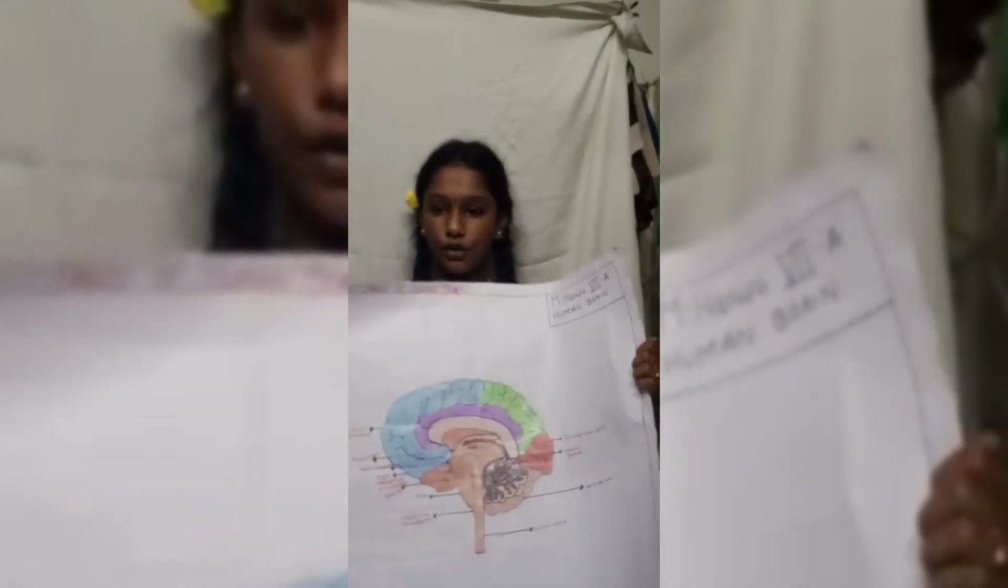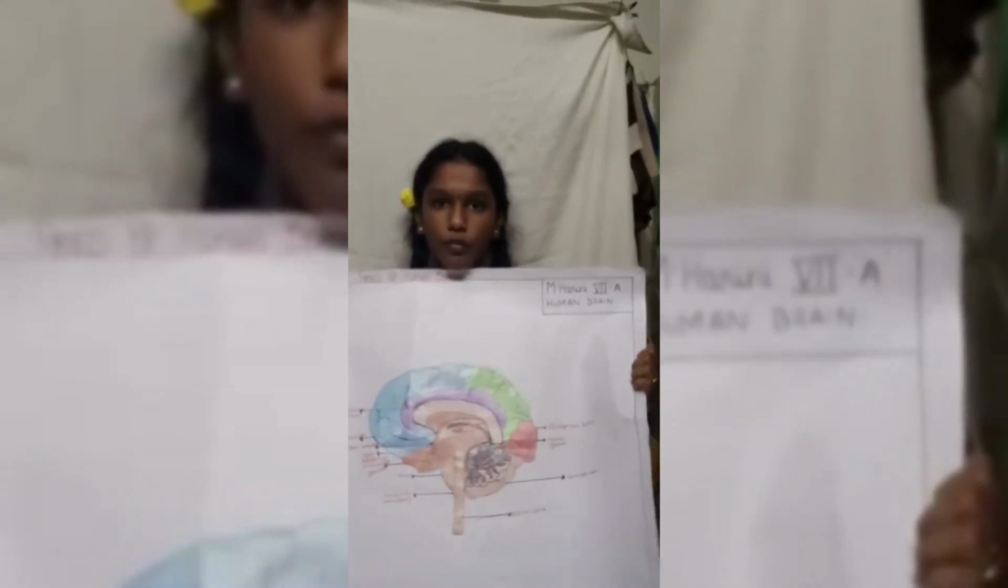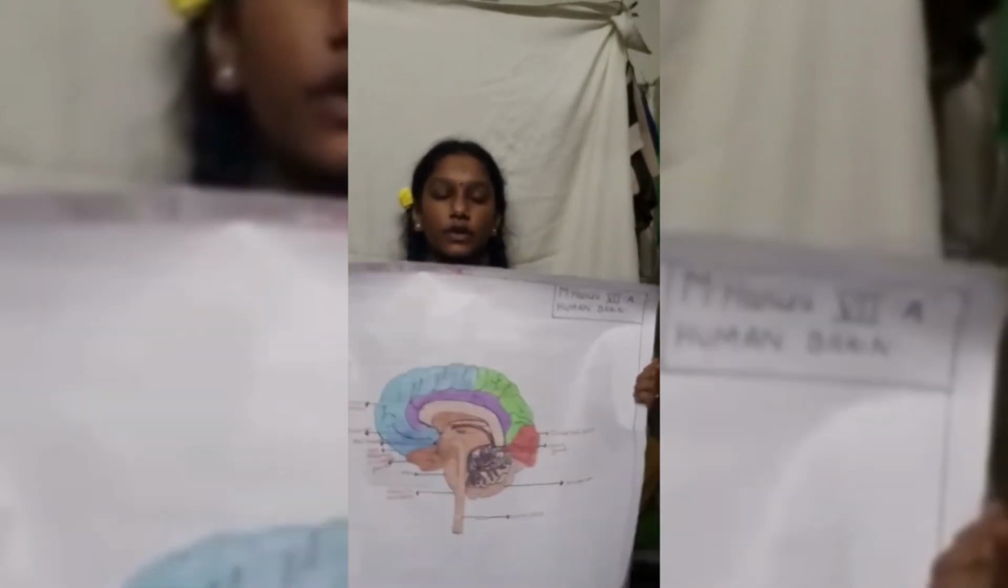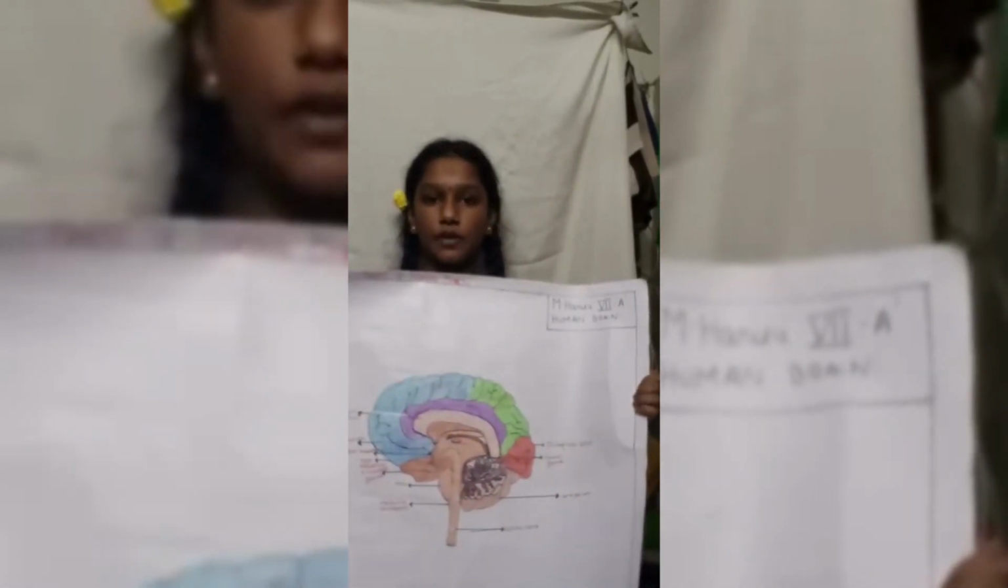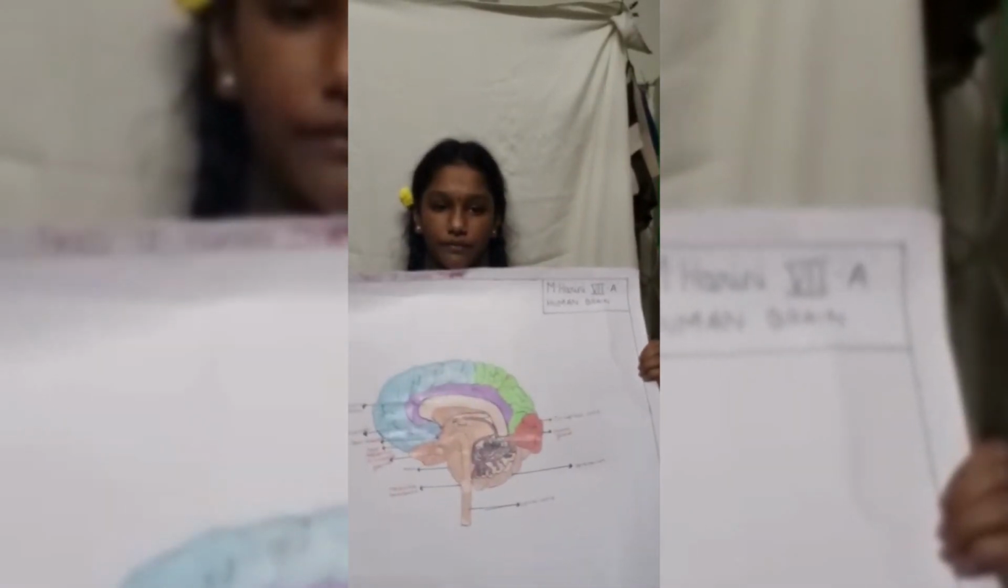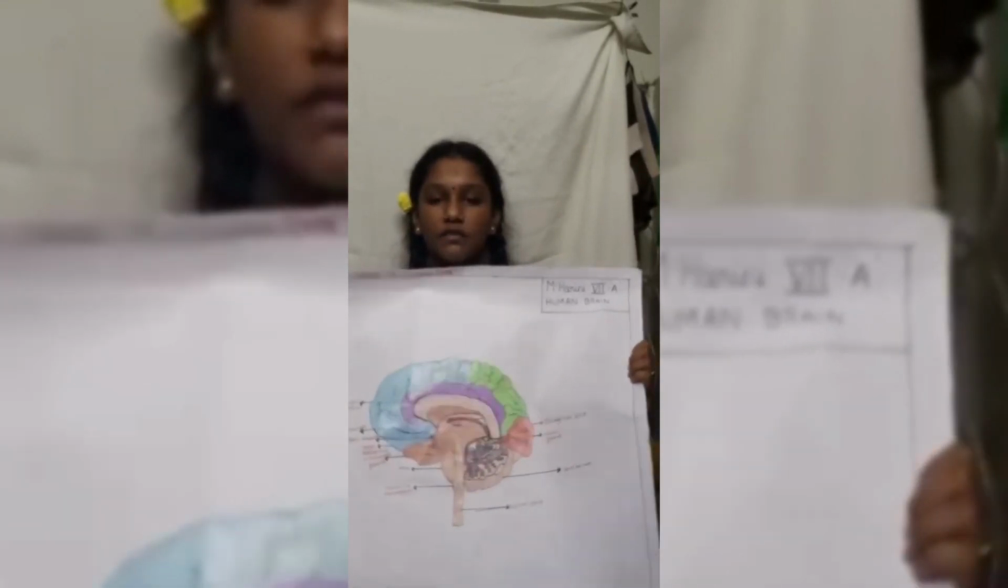Today, I'm here to explain about the human brain. So, let's start with the largest part of the brain, which is the cerebrum. This whole part is cerebrum. This takes up to 85% of your brain. Due to cerebrum, you can dance, walk, play games, and run.